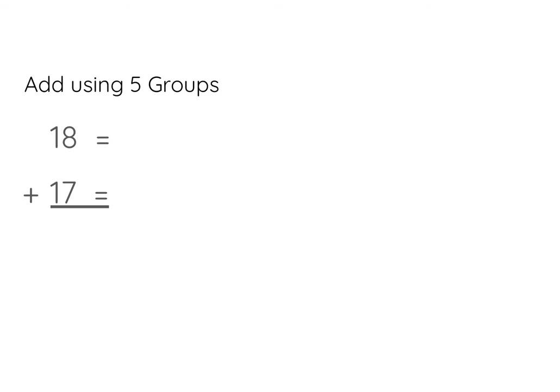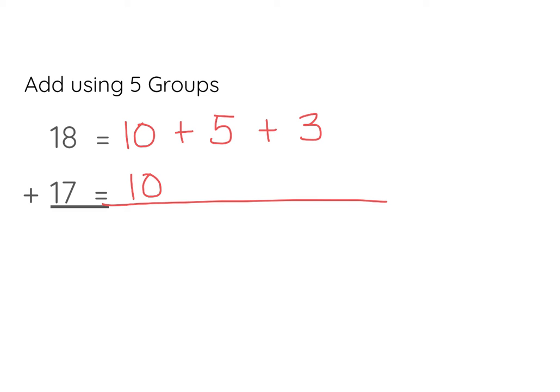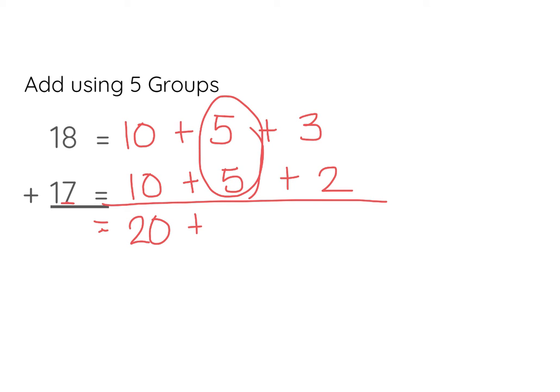Well, an 18, remember, is a 10, and then an 8 is a 5 plus a 3. A 17, we'll pull the 10 out, and remember that 7 is a 5 plus a 2. We're going to add now. 10 plus 10 equals 20. Oh, 5 and 5. Woohoo! I made a 10, which I love. And then 3 plus 2 equals 5. So 20 plus 10 plus 5 equals 35. Great.